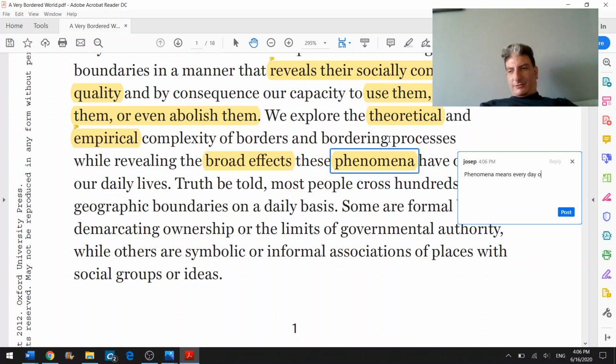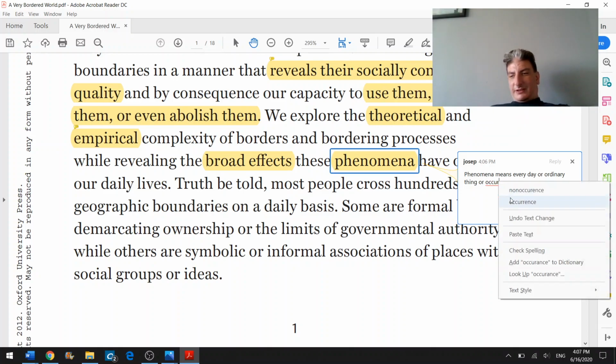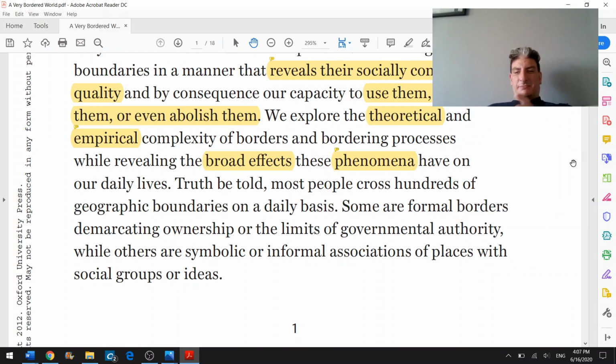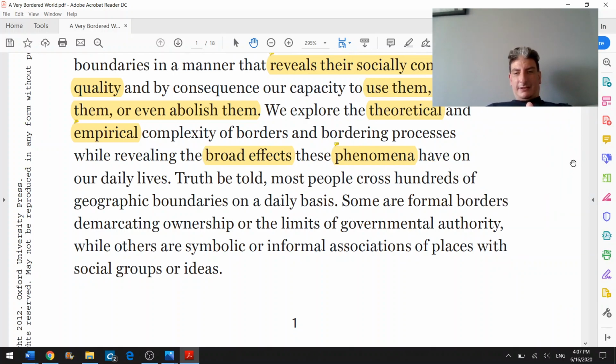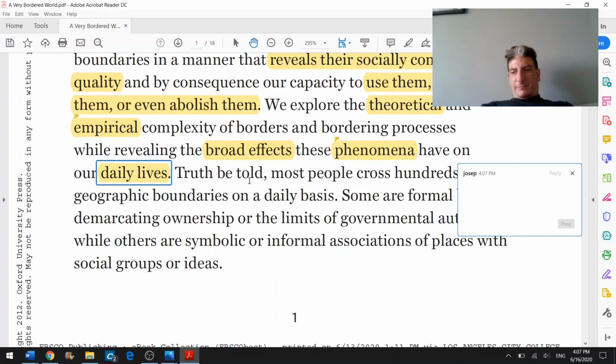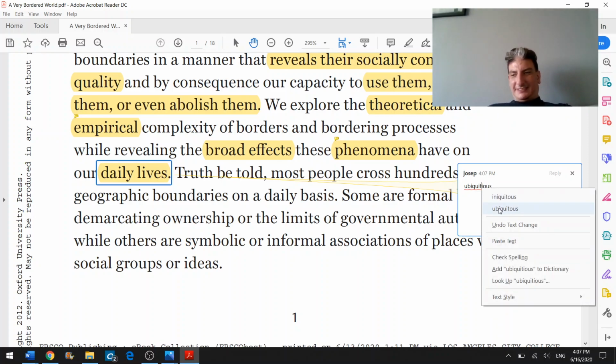Everyday or ordinary thing, or occurrence, I should say. It's just an everyday occurrence, right? This phenomenon is an everyday occurrence, but it's much bigger than it appears to be. And I'm going to put here, because he mentions daily lives, I'm going to use the word ubiquitous, if I can only spell it. Can I spell it? Nope, I still can't spell.